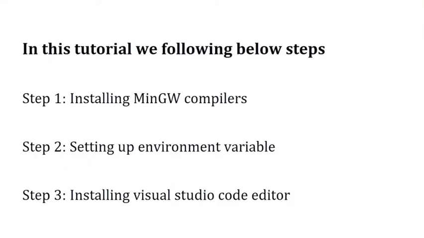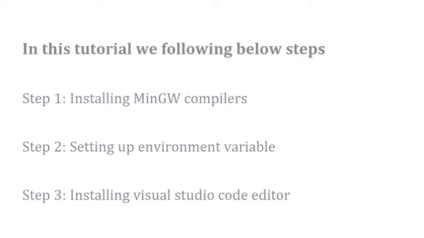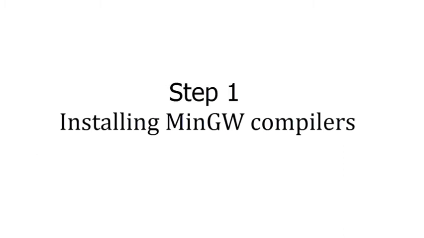Before running a C program, we need to install a compiler and an editor on our computer. In this tutorial, we follow the steps below. Step 1, installing the MinGW compiler. Step 2, setting up the environment variable. Step 3, installing the Visual Studio Code editor. Now I am starting step 1, that is installing the MinGW compiler.